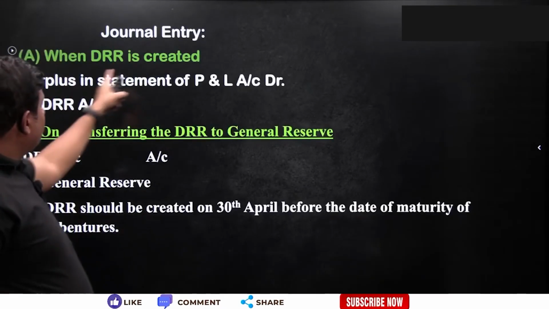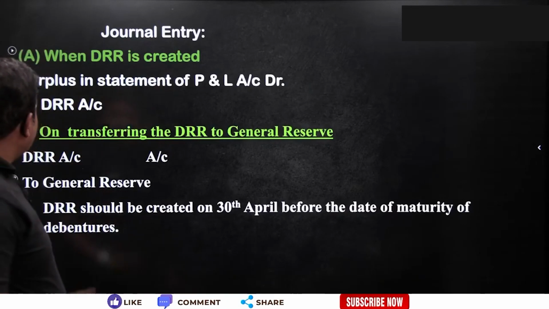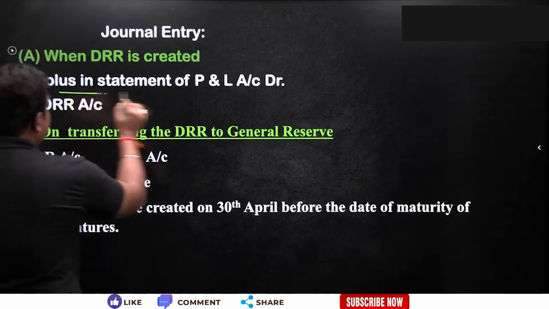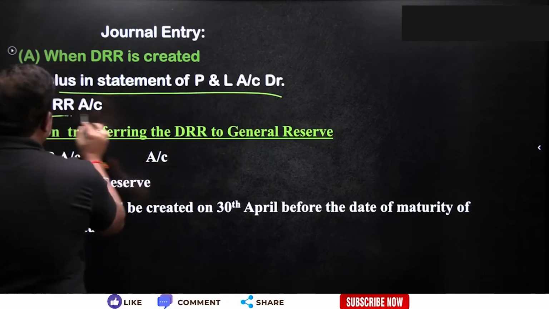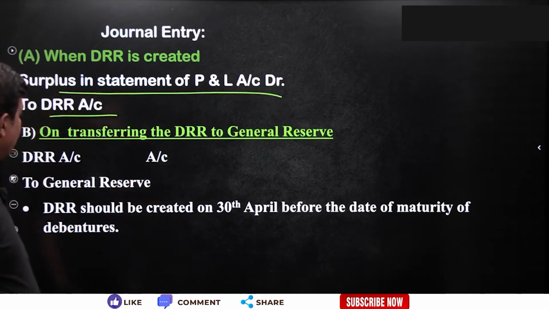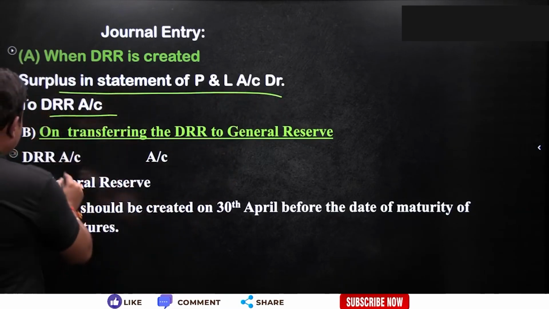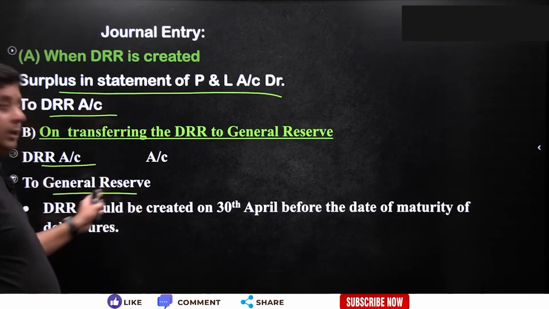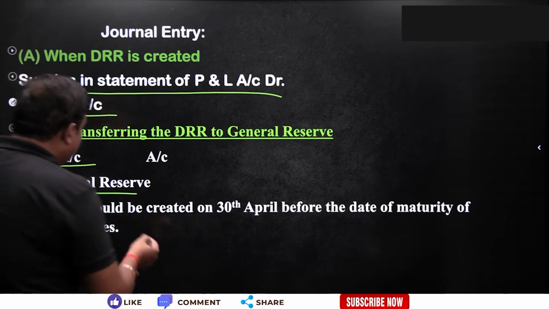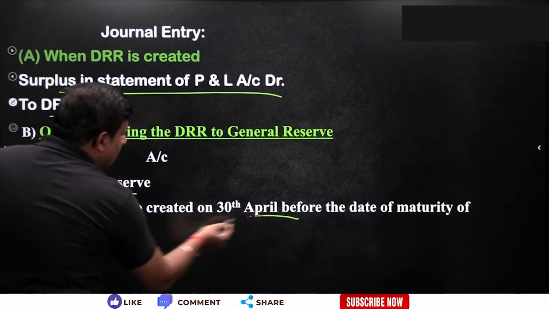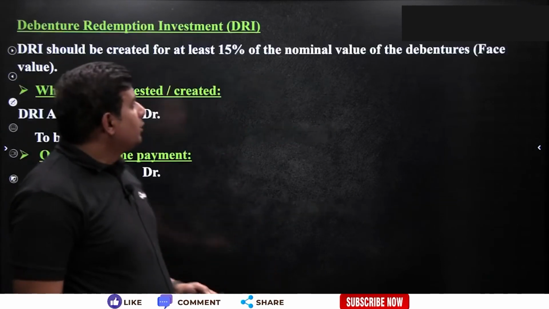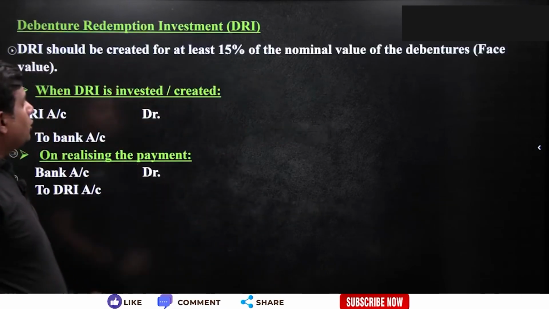Next, in order to create the DRR, the entry should be: surplus in statement of profit and loss account debit to debenture redemption reserve account. While transferring this, the entry should be: debenture redemption reserve account debit to general reserve account. And as I mentioned, DRI should be created on 30th April before the date of maturity. Okay. So now let's talk about the DRI.